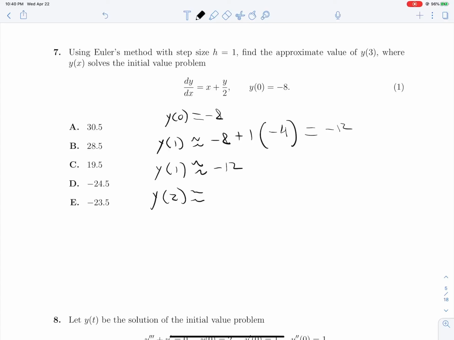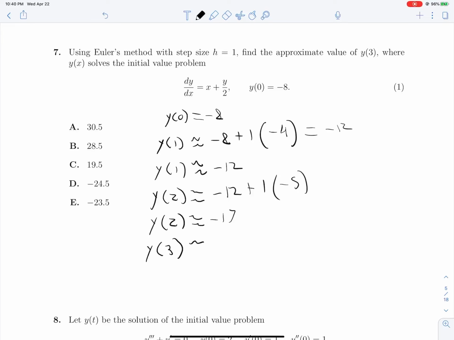Y at 2, on the other hand, is going to be y at 1, so negative 12, plus 1, multiplied by y prime evaluated at this condition now, the most recent one that we've computed. That will be 1 minus 6, so negative 5. So we get y at 2 is approximately negative 17.